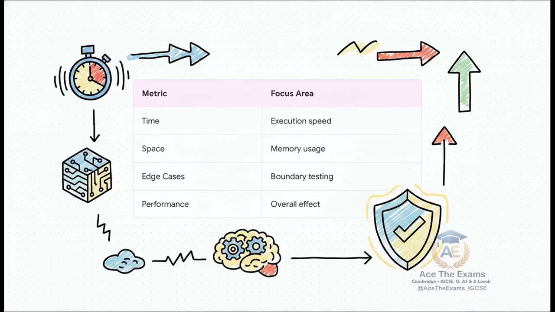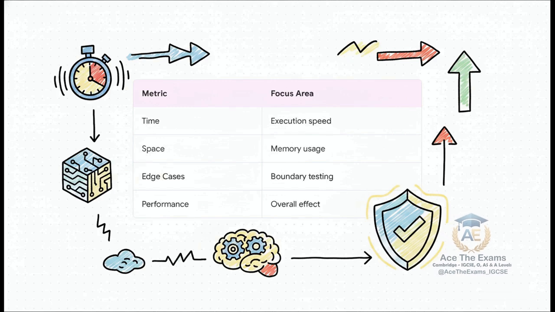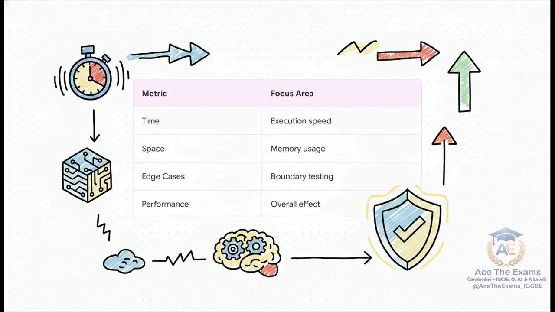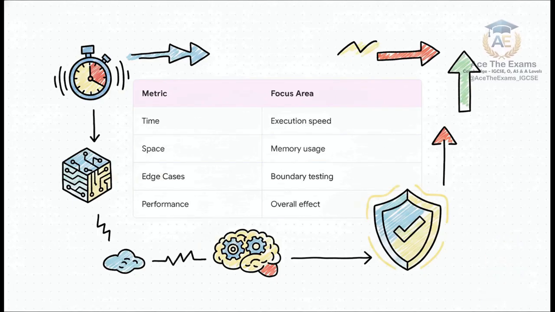First, time complexity, meaning the execution speed of the firewall rules. How much latency does this add to the network? Second, space complexity, assessing the memory usage. Is this firewall going to consume all available RAM tracking packet states? Third, edge cases. What happens during extreme boundary testing? And finally, performance. What is the overall effect on the entire system? This matrix is your best friend.